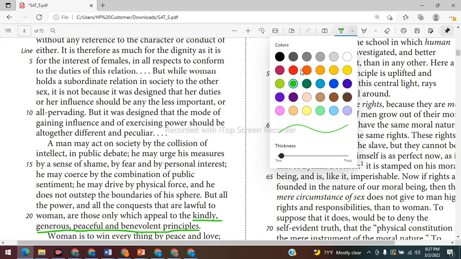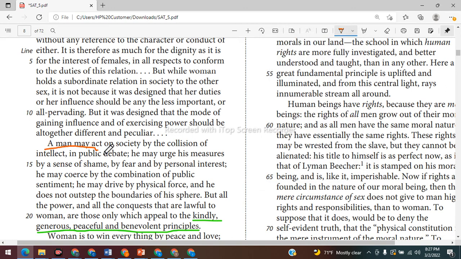She says that a man may act on society by the collision of intellect in public debate. He may urge. What do you mean by urge? He may urge.